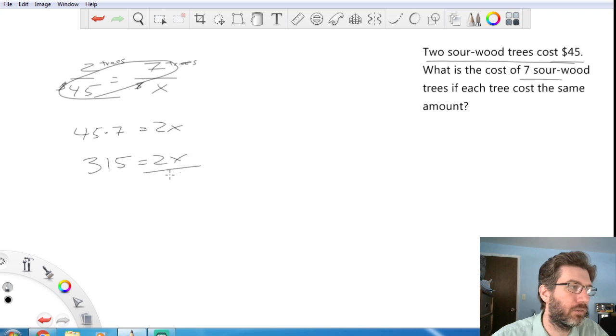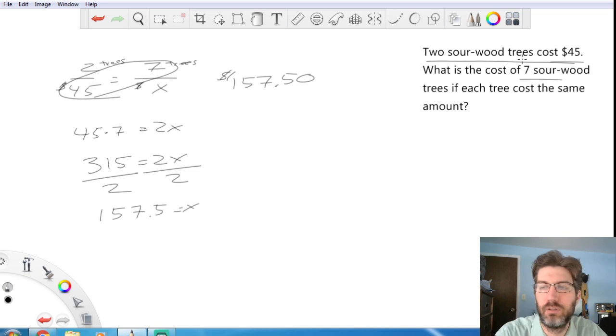2x divided by 2, divided by 2. Should be getting 157.5 equals x. So your answer is $157.50. And that is number 6, right?